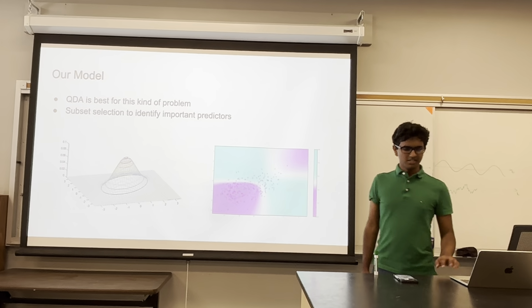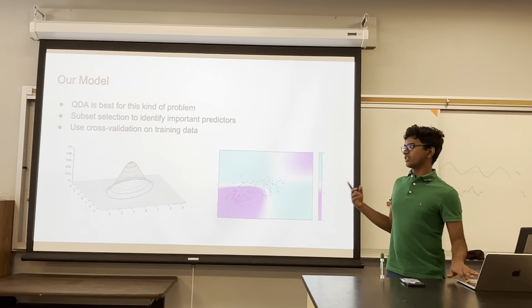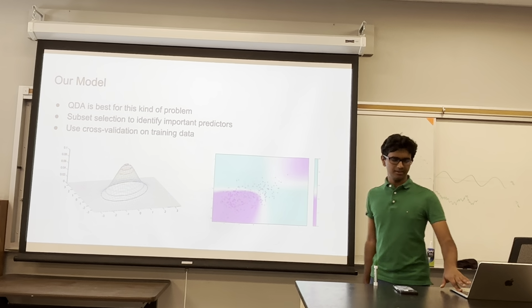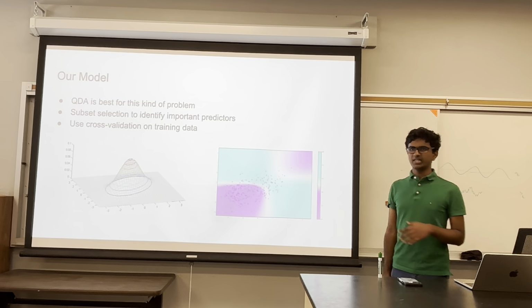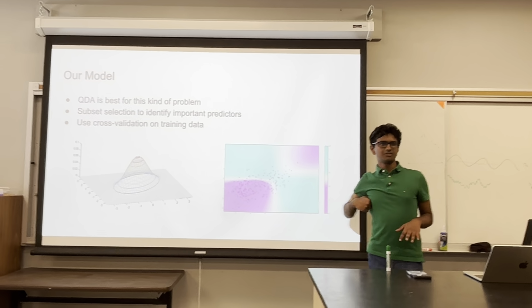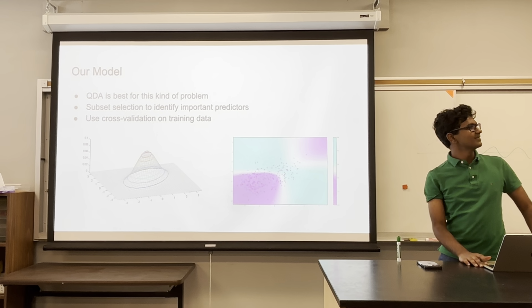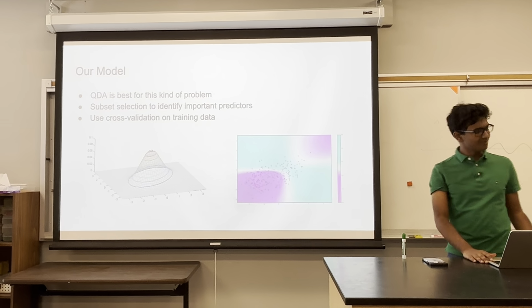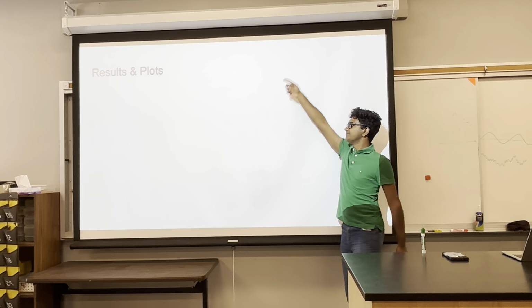Usually. So we use a trick called cross-validation to figure out which of the models is the best when using subset selection, without using the test data. I can go into more detail on cross-validation if anyone's interested, at the end of the presentation, because I think we're kind of running out of time. So, some results.